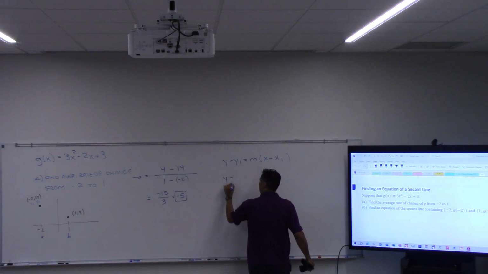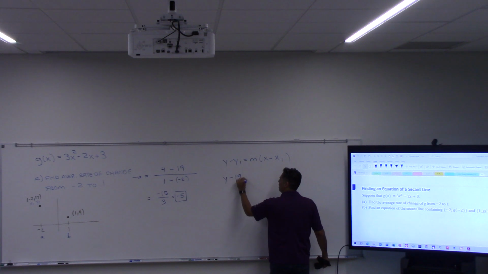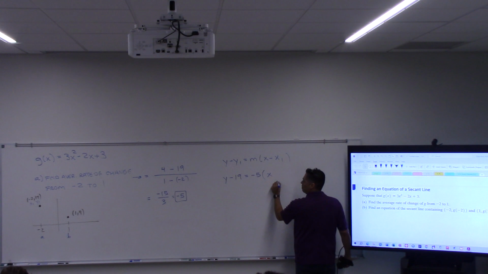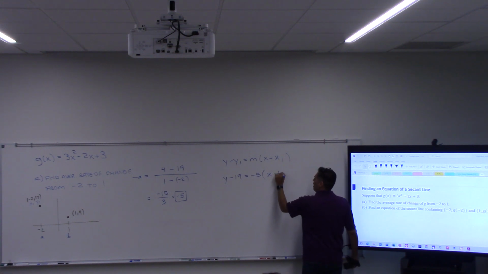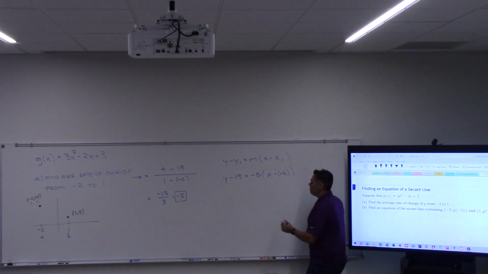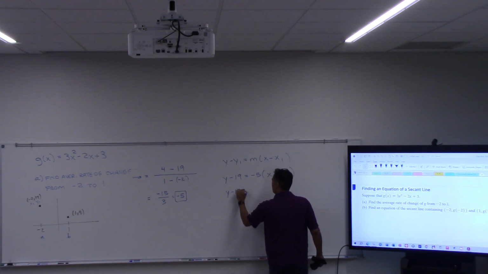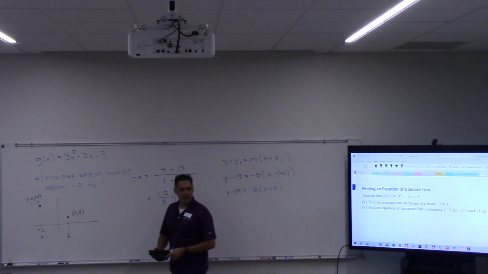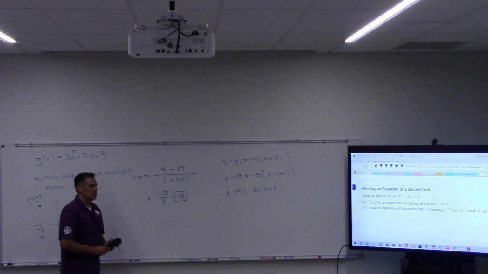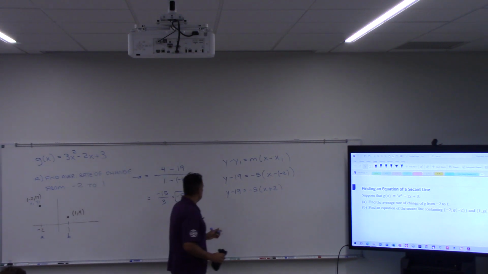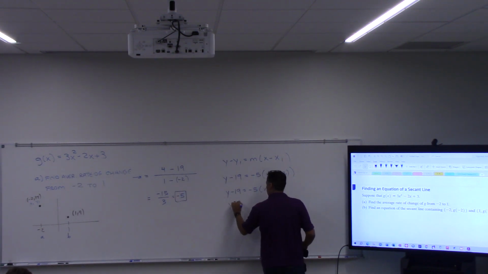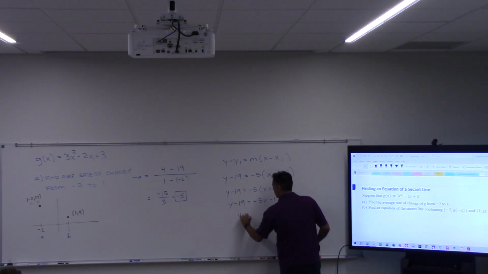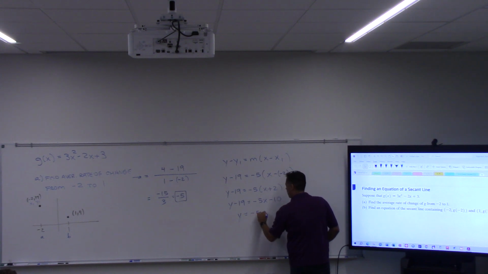It'll be y minus what? 19. 19 equals negative 5, that's our slope, parenthesis x minus negative 2. It's a double negative, so it'll become positive, right? So y minus 19 equals negative 5 times x plus 2. And that's your equation. You can clean that up now, right? So y minus 19 equals negative 5x minus 10. y equals, we'll add 19 to both sides, negative 5x plus 9.